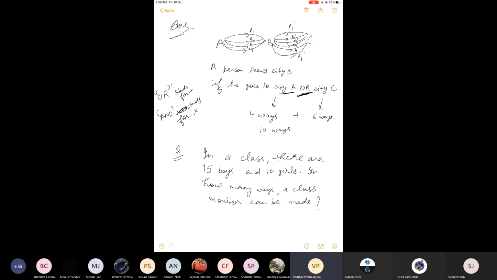So that would suggest we need a pair of monitors. Very good. That means in that case, we are basically making two class monitors. And it is clearly mentioned a class monitor can be made. Because if you write 15 into 10, you will say that a boy can be selected in 15 ways and a girl can be selected in 10 ways. Therefore, the number of ways in which a girl and boy can be selected is 15 into 10. So that will be like making two monitors. But here they are asking only a class monitor. So it will be plus and not into. I hope you understood.